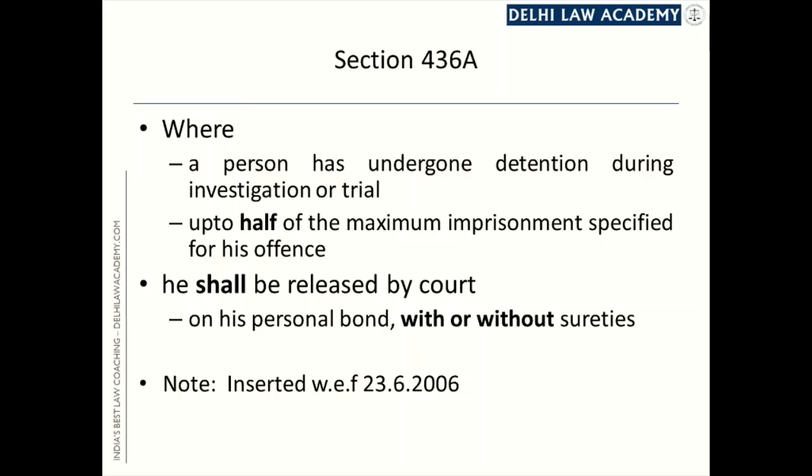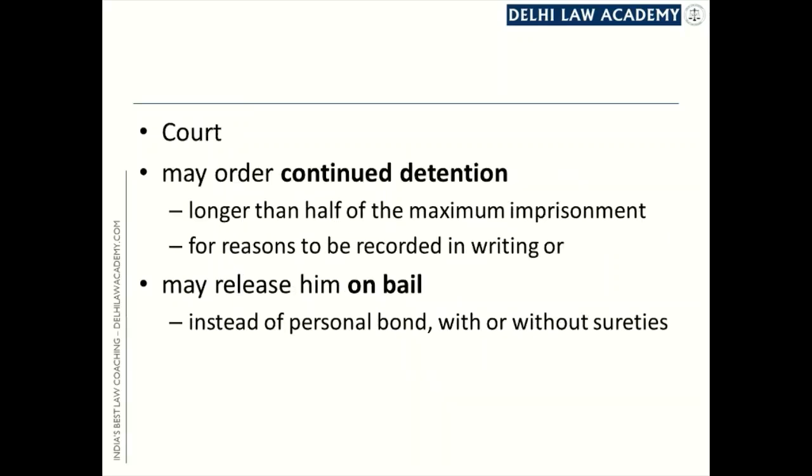So if he has undergone half of that imprisonment, then he shall be released by the court on his personal bond with or without sureties. He shall be entitled to be released by the court if he has undergone half of the maximum imprisonment for the offence of which he is accused. But the court has been given a discretion to keep him in continued detention longer than half of this maximum imprisonment for reasons to be recorded in writing.